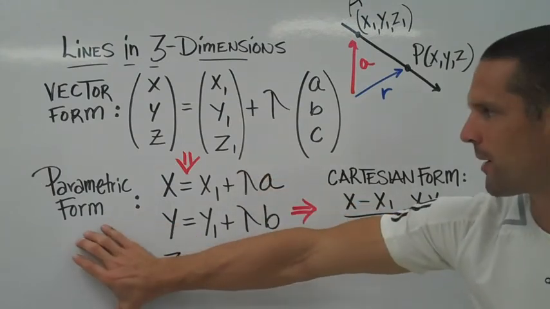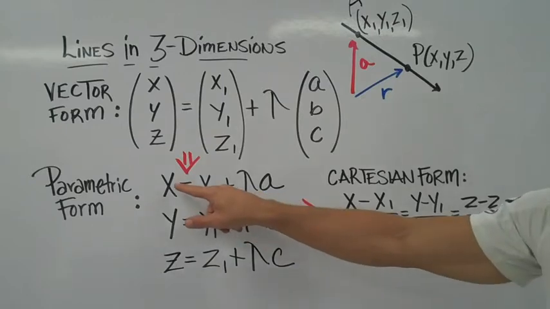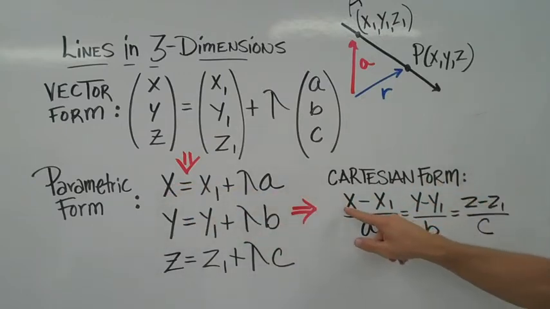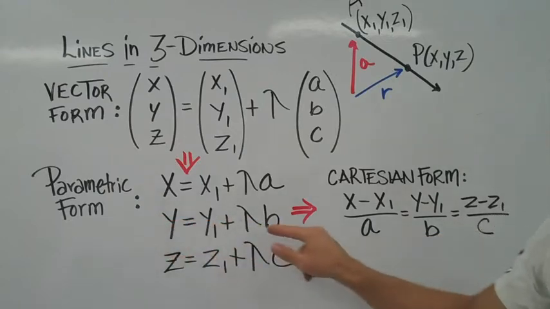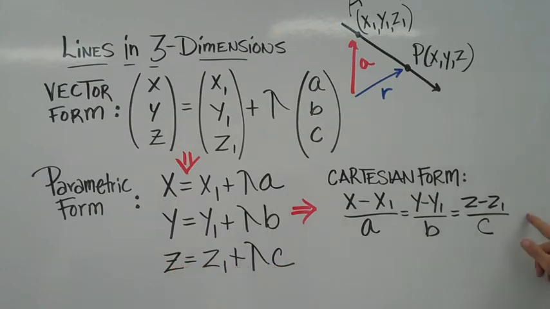How do we go from parametric form to Cartesian form? Solve for lambda. Minus x1, divided by a: x minus x1 divided by a. Solve for lambda. Minus y1, divided by b: y minus y1 divided by b. Solve for lambda: z minus z1 divided by c. And you get this Cartesian form.